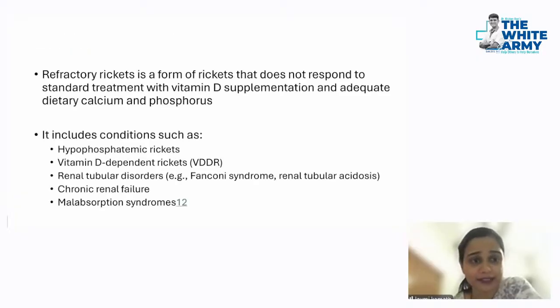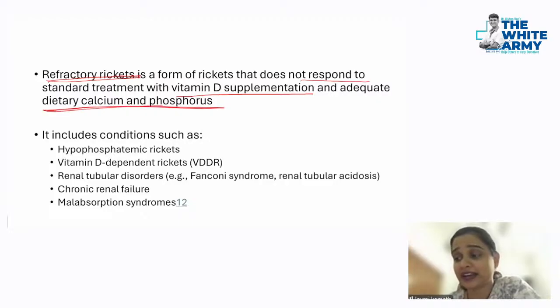If that happens, that is when the word refractory rickets is used. So something which did not respond to the standard treatment with vitamin D supplementation and adequate dietary calcium and phosphorus. If this happens, then it is called vitamin D refractory rickets, or in simple words, refractory rickets.